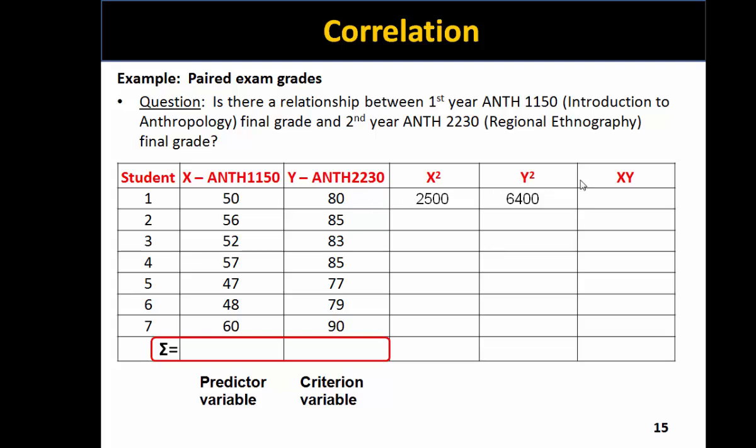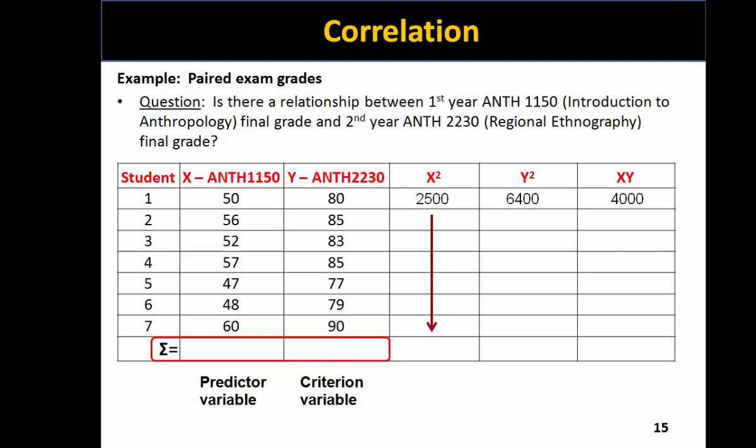And in the final column, we have XY, which is X times Y. So the X variable for the first participant is a 50. We multiply that by the paired Y score, which is 80. 50 times 80 gives us a score of 4000.